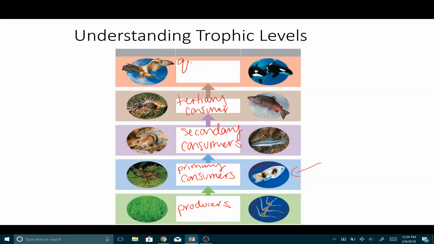And usually you will only have about 5 trophic levels at max, just because of the amount of energy that's passed from trophic level to trophic level, which is what we're going to talk about in just a minute. So make sure you can identify primary consumers, secondary consumers, tertiary consumers, and the producers if given an example.